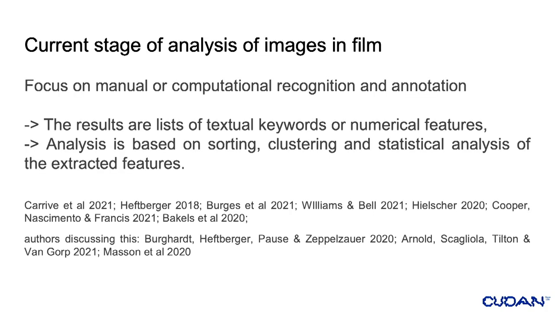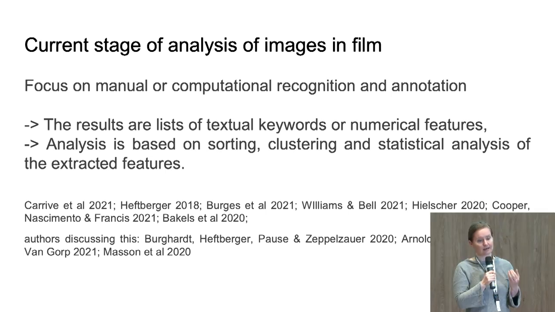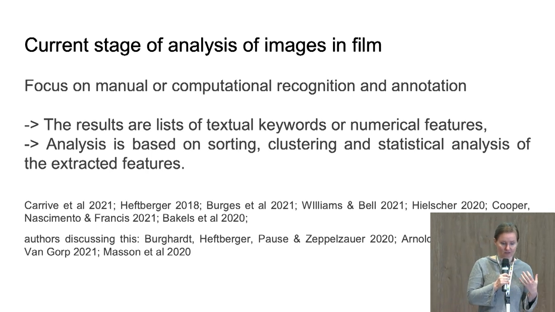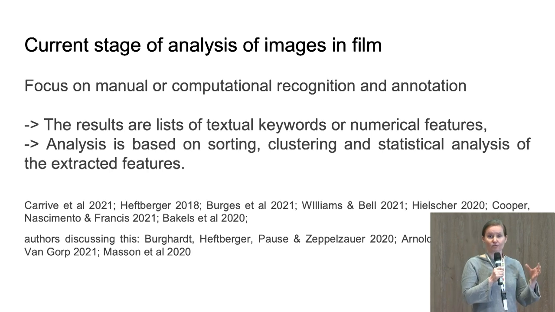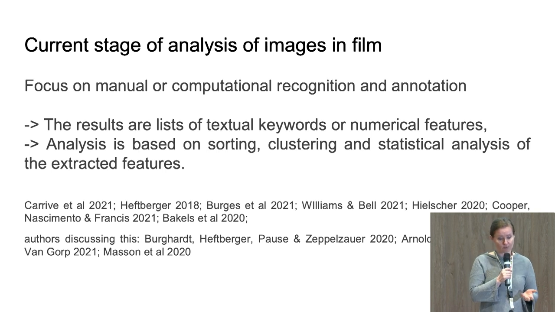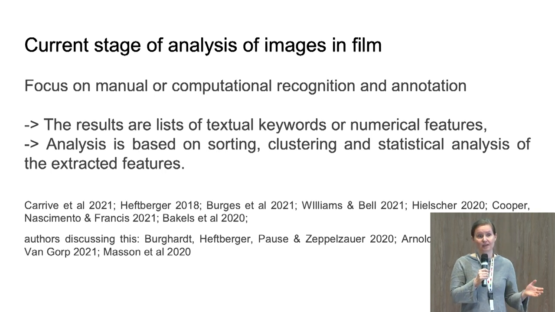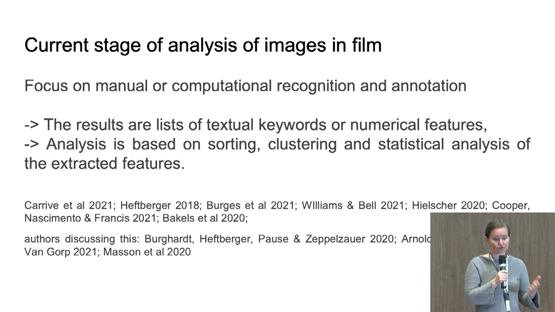At the current stage, if we look at film analysis, or especially analysis of images in film, there is a generic trend that scholars focus on either manual or computational recognition and annotation of images. The results of this annotation are usually lists of textual keywords or numerical features. And then the analysis is done based on sorting, clustering, and statistical analysis.